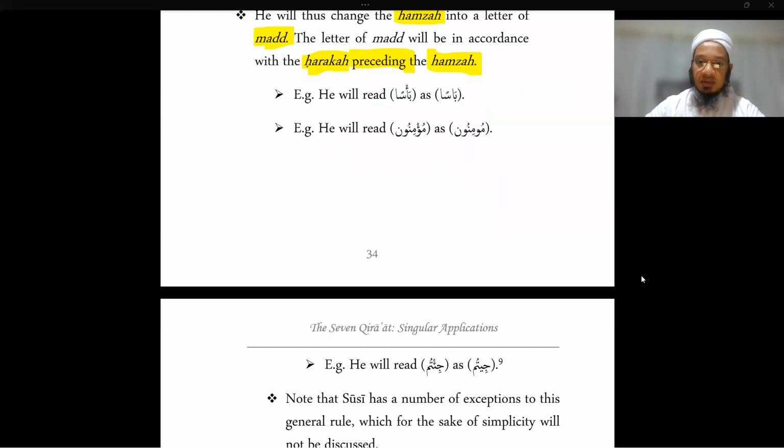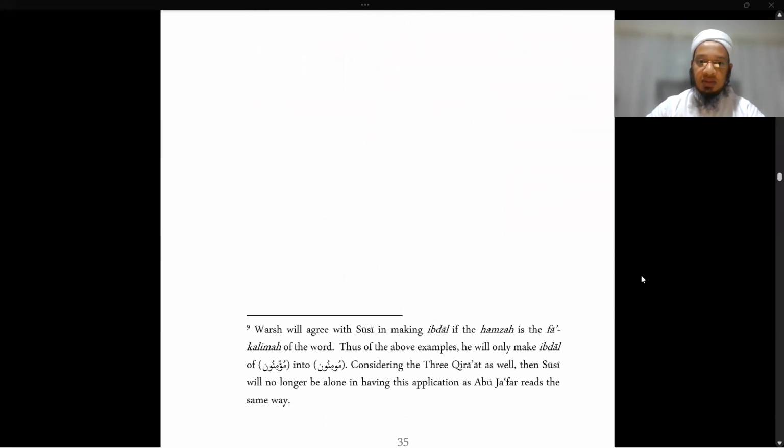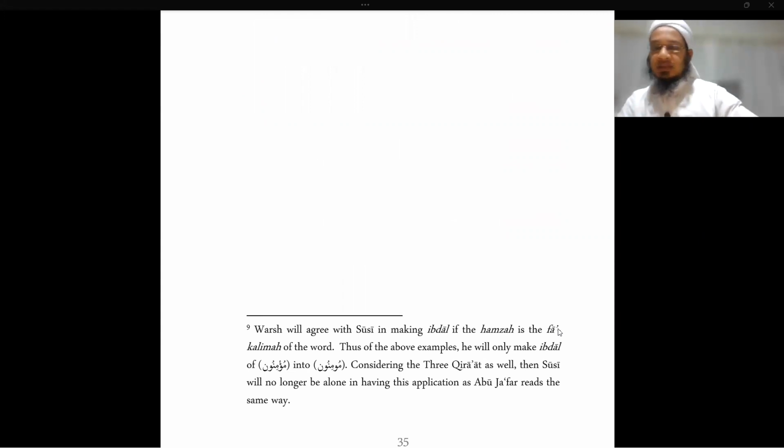There's a footnote that I've got over here which says that Warsh will also do the same thing. He'll also make ibdal of the hamza into a letter of mad, but only if it is the fa kalima. I don't want to go into technicalities. Those of you that have studied Arabic will know what it means, the fa kalima. So therefore, in the examples above, Warsh will also read mu'minun with a waw. But we're focusing here on Susi because he applies it with the fa kalima, the ain kalima, or the lam kalima. This chapter is under the chapter of the singular applications.